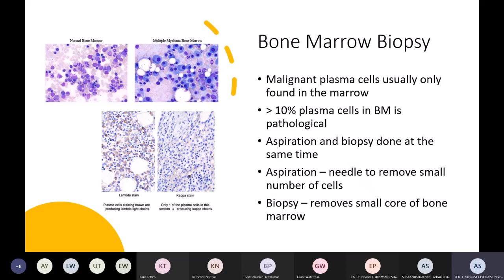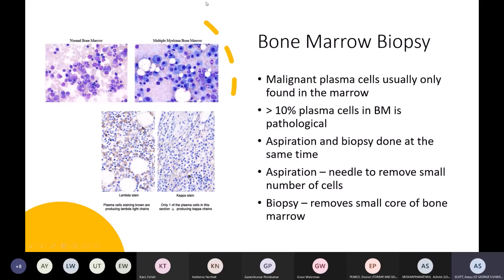And then this is a bone marrow biopsy, so that's another thing you'd want to do if you're suspecting myeloma. You'd want to do an aspiration and a biopsy at the same time. The aspiration will give you information on the number of cells, and the biopsy gives you a bit more structural information about where those cells actually are in the bone marrow. And the cutoff for it being myeloma is 10%. So if you have more than 10% of plasma cells in the bone marrow, that's pathological.